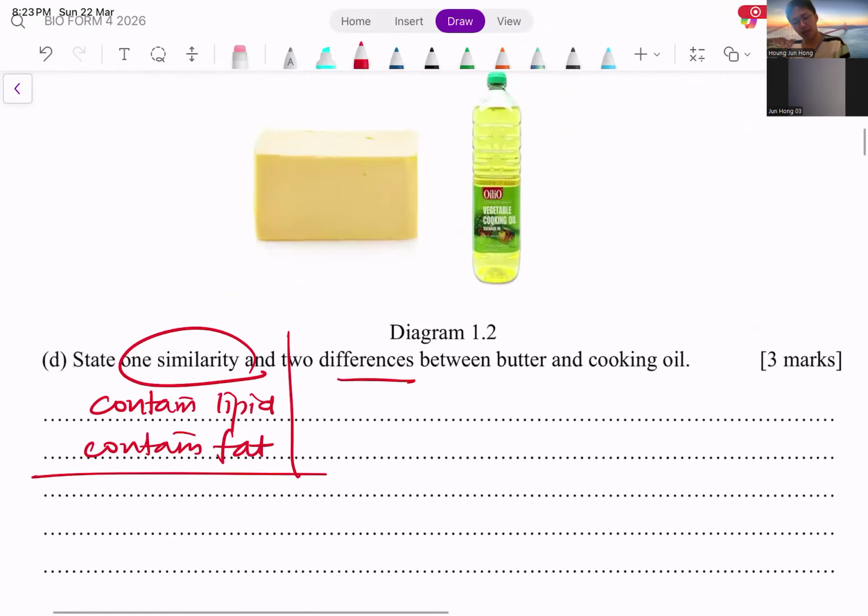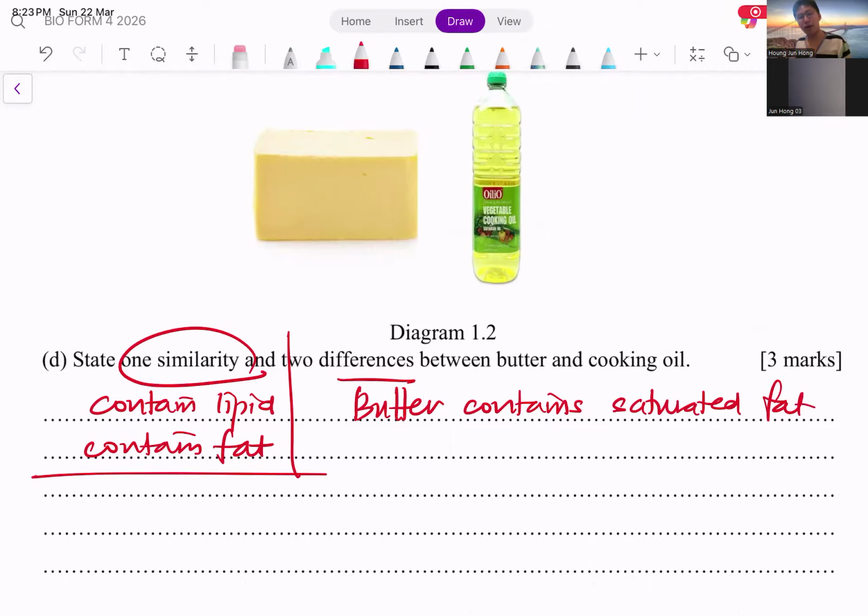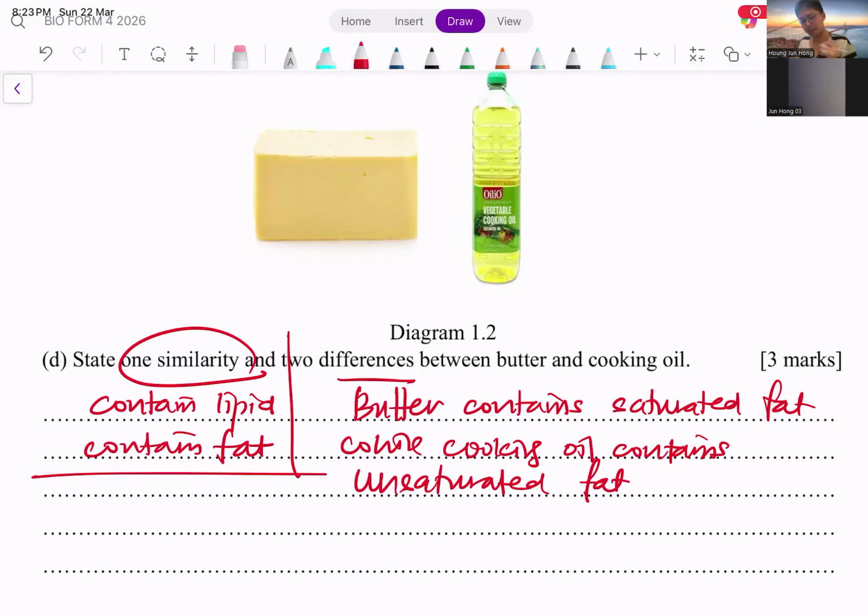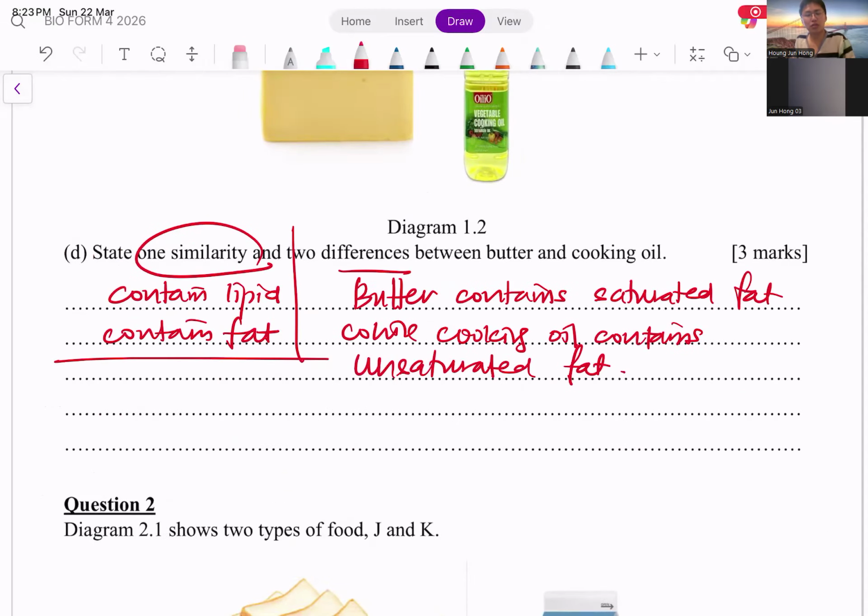So what's the difference over here? Butter, is it healthy? Not quite, right? It's a solid. It's not that healthy. So butter contains saturated fat. Remember, saturated is unhealthy. While cooking oil contains unsaturated fat. Okay, that's one point. And again, I think this is so simple. You can just refer back to your notes. You have a lot of answers between saturated and unsaturated.